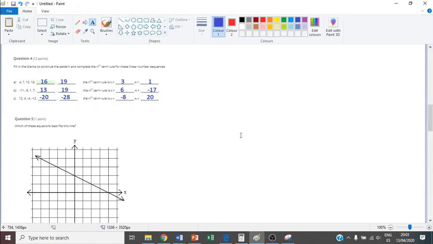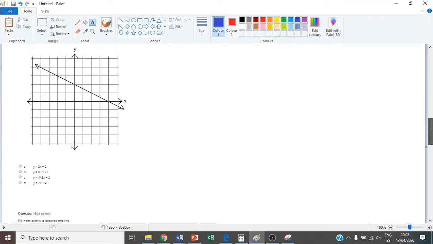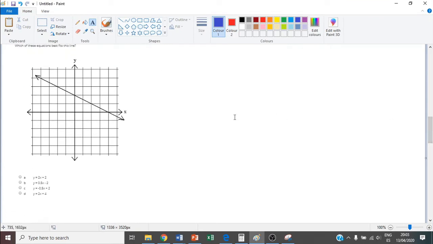Okay, on to question 5. Here you've got a line. The axes aren't labeled though, so we don't know for sure what the equation of this line is, but we know one thing. It's got a downward slope, so the gradient is definitely negative.